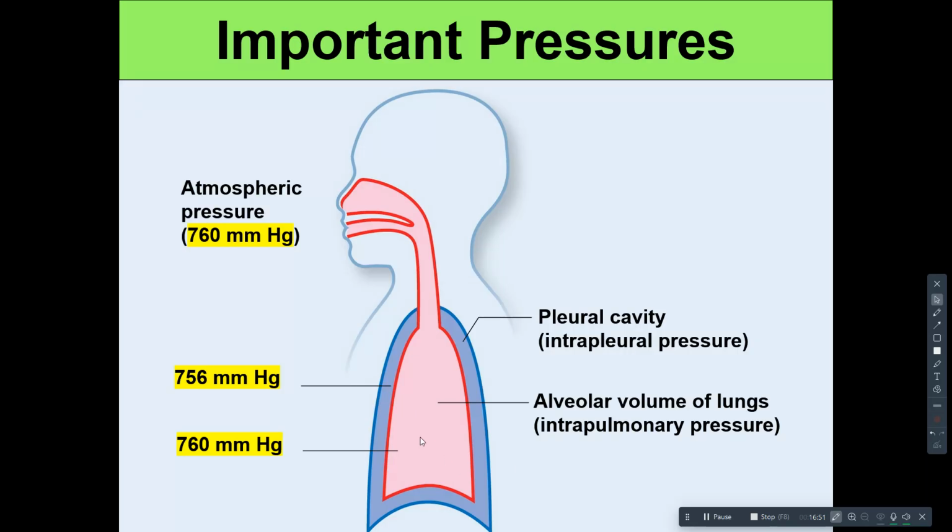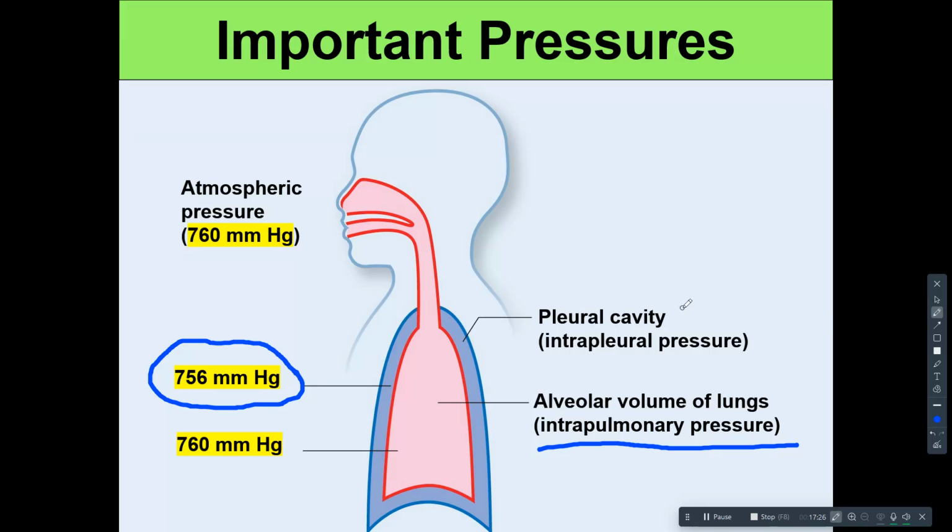Then we have the pressure inside the lung, which is known as intrapulmonary pressure. In this particular instance that we're looking at here, the pressure inside the lung is also at 760. So at this moment, there is no air moving in nor out of the lungs because these two pressures are the same. Another pressure we got to be aware of is pressure in the pleural cavity. That's called intrapleural pressure, and it's at 756.